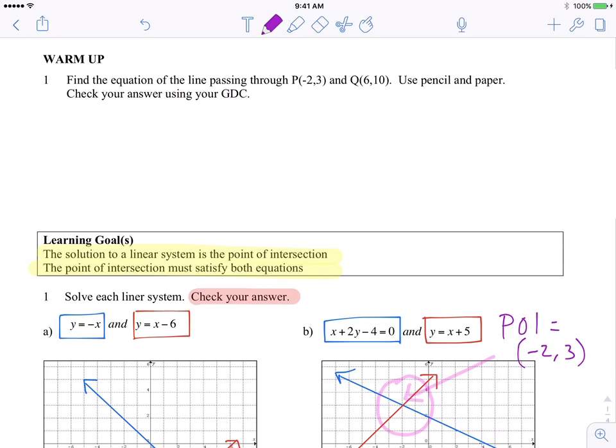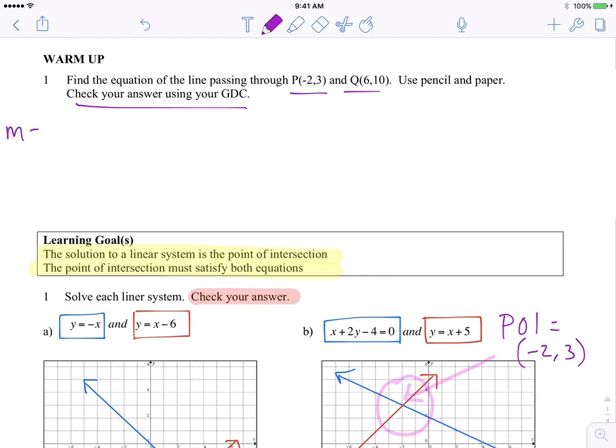Last day I asked you to look at two coordinates and to find the equation of the line that passes through those two coordinates. And then in the second question, you also used your graphing display calculator to confirm that is indeed the answer. Today you're also going to check your answer using your GDC on your own, but I'm going to walk you through just one more time how to calculate the slope of a line or the equation of a line using just two coordinates that the line passes through.